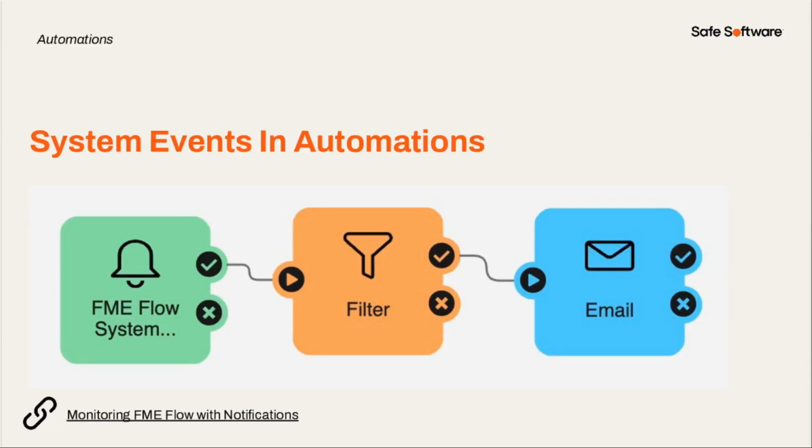Or you can use system events in automations. Before I talked about when you have an error message, perhaps you want to filter that error message. And you can do this within an automation. I have a link in these slides, which you can download these slides, click that link if you want to know more about how to set this up. But you can perhaps filter out different error messages that you're more or less interested in and send yourself an email based on that.